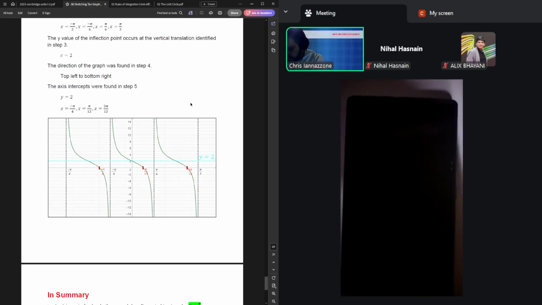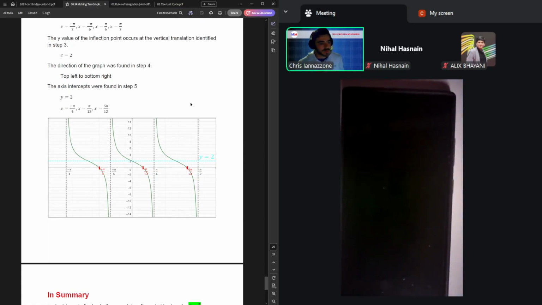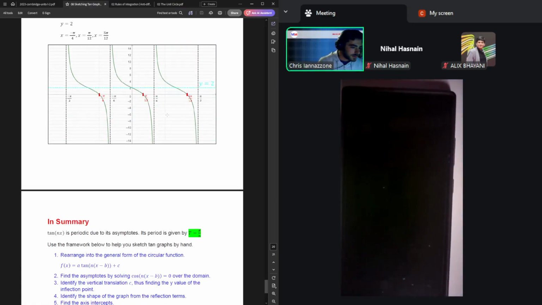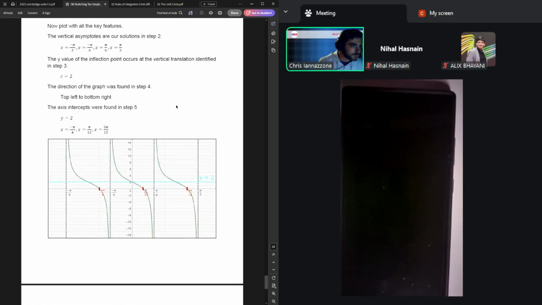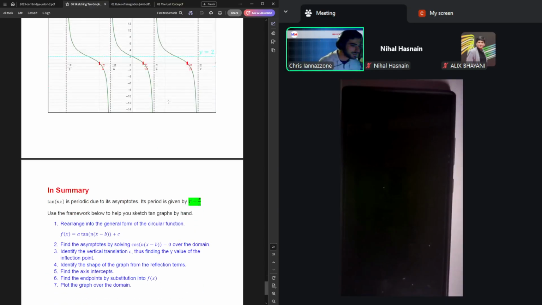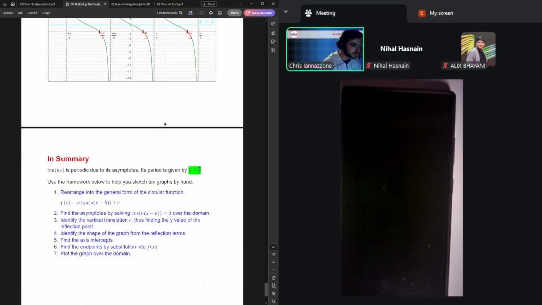That's tan graphs. So you've seen the most complicated one just there. That's pretty much it for this bit. We'll get into some practice questions together, which will look a lot easier. But before I do, were there any questions about how this works?